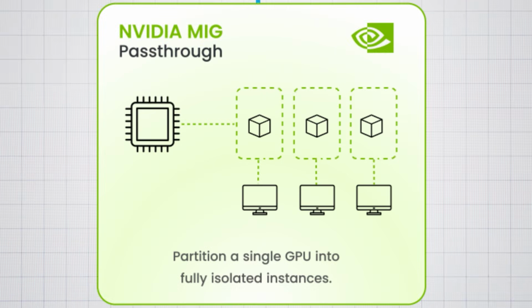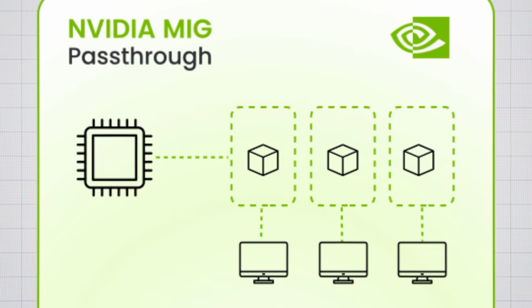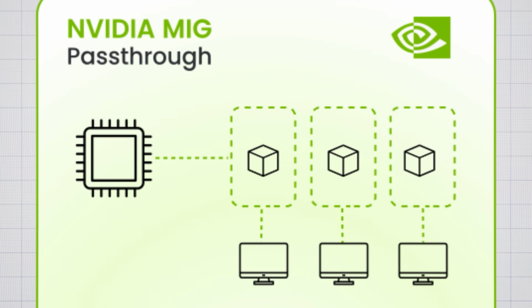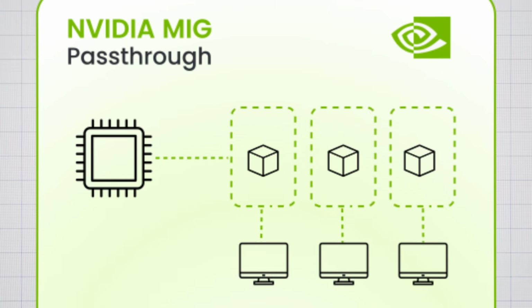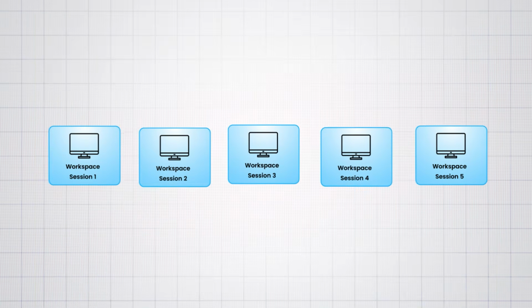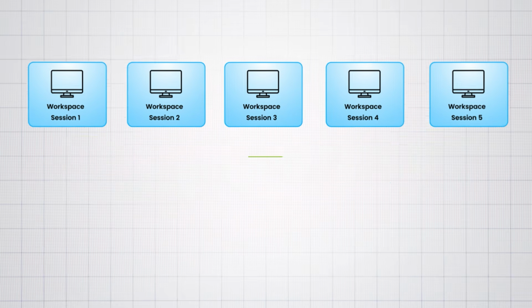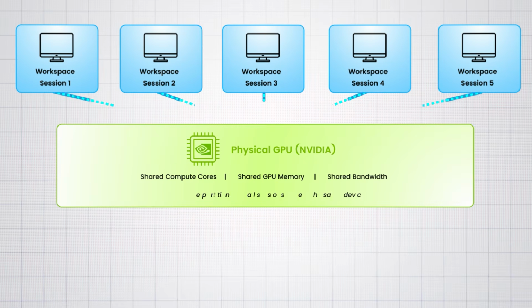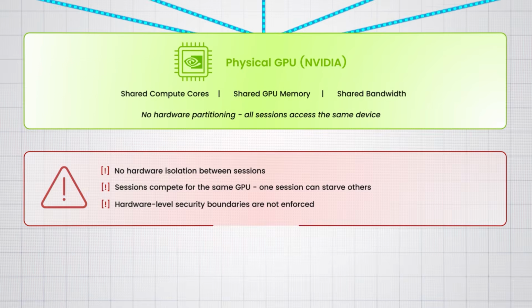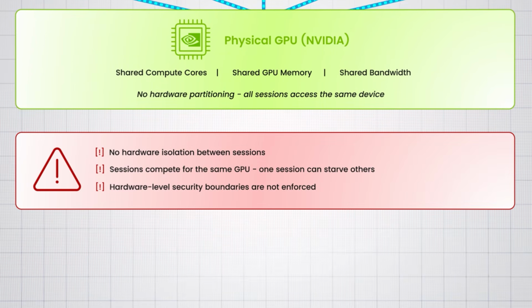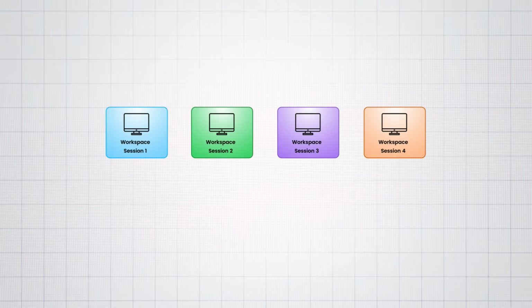Starting with NVIDIA MIG. Traditionally, when a GPU is shared across multiple container sessions in Kasm, all sessions access the same physical GPU device. While Kasm supports GPU resource overriding to allow multiple sessions to share a single GPU, the security model of multi-tenant GPU access at the hardware level is not well established. NVIDIA MIG addresses this directly.